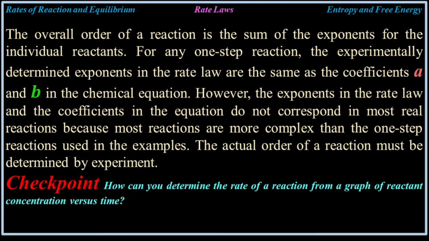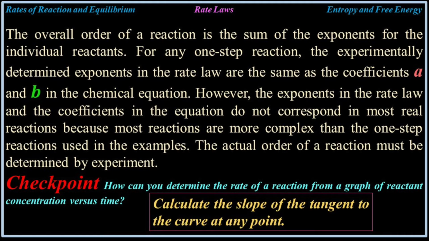How can you determine the rate of a reaction from a graph of reactant concentration versus time? Calculate the slope of the tangent to the curve at any point.